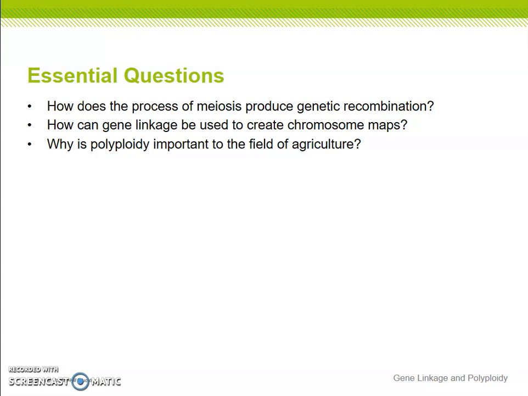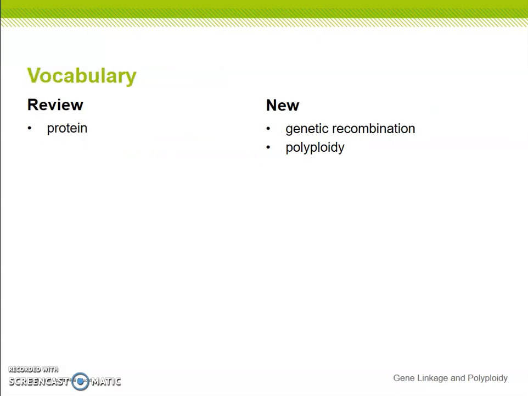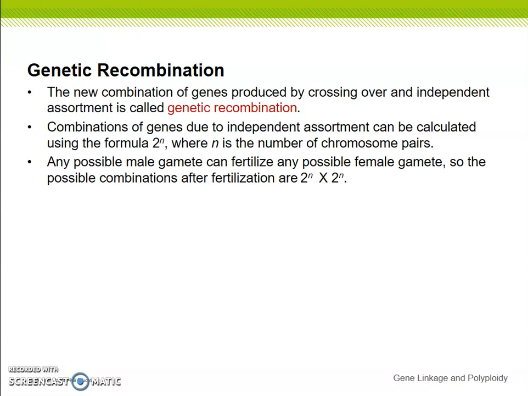Essential questions: how does the process of meiosis produce genetic recombination? How can gene linkage be used to create chromosome maps? And why is polyploidy important to the field of agriculture? 3 vocabulary terms, one of which is a review. Okay, so hopefully you've written those 3 down somewhere in your notebook.